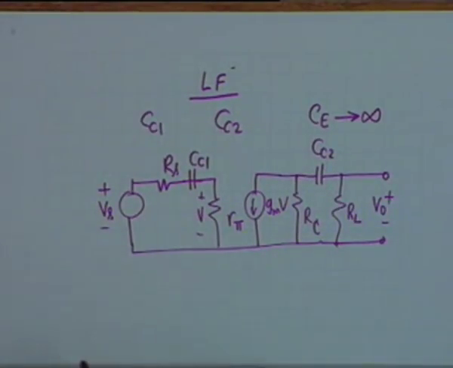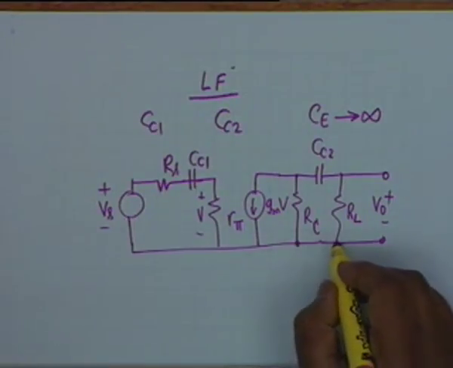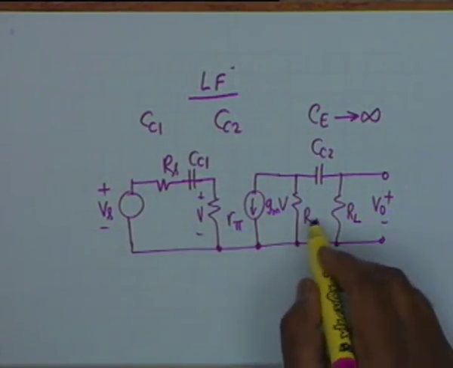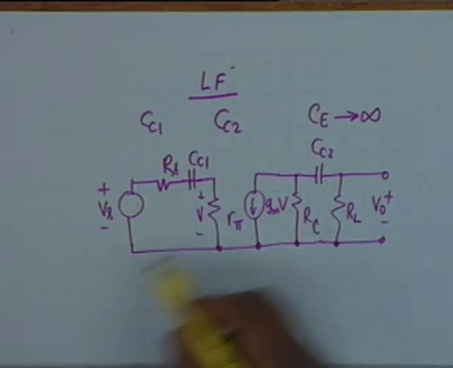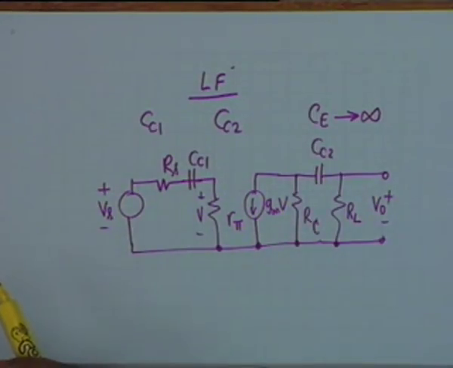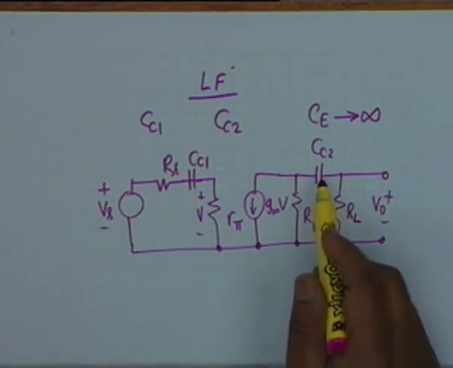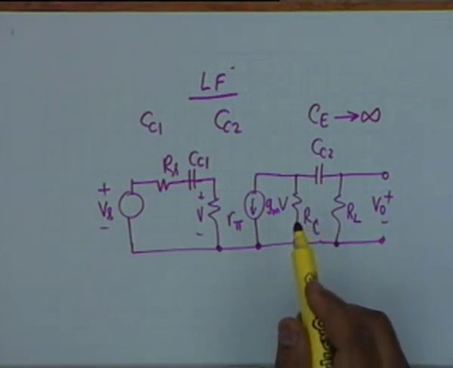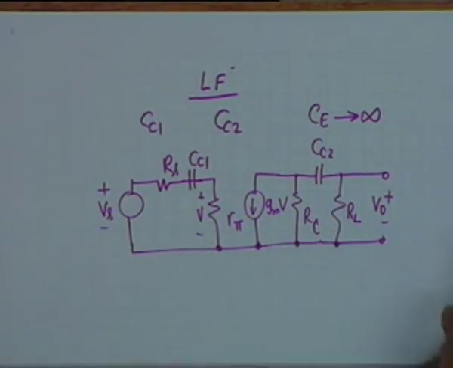Now, unlike the mid-band situation, we cannot combine RC and RL, because CC2 is not a short. It offers appreciable impedance. The impedance can be comparable to that of RC and RL. Therefore, we cannot consider this. But we can do one thing very interestingly.